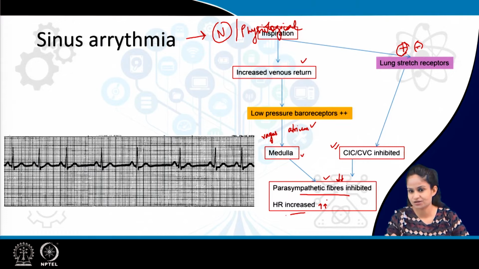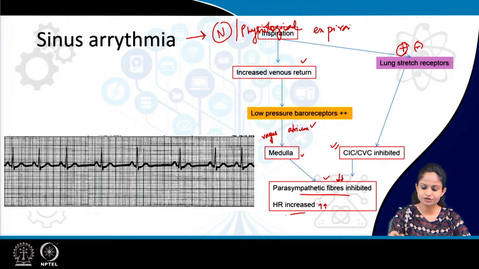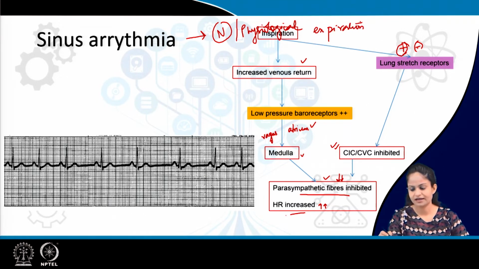So, this happens in case of inspiration, which means the opposite will occur in case of expiration. Whenever there is expiration, the reverse things will occur. The lung stretch receptors won't get stimulated, there won't be increased venous return, there will be decreased venous return. So, the low pressure receptors won't get stimulated, and finally, the parasympathetic activity will remain unaltered. So, heart rate will decrease. So, expiration causes decrease in the heart rate, inspiration causes increase in the heart rate.